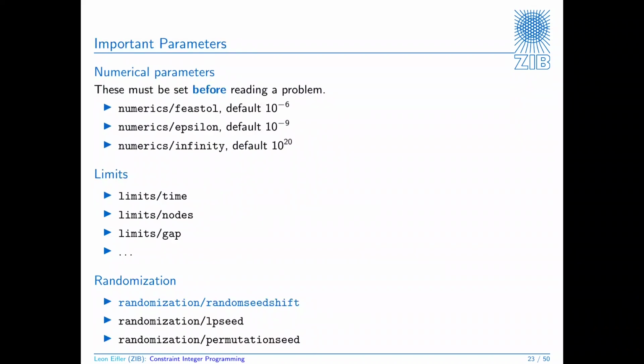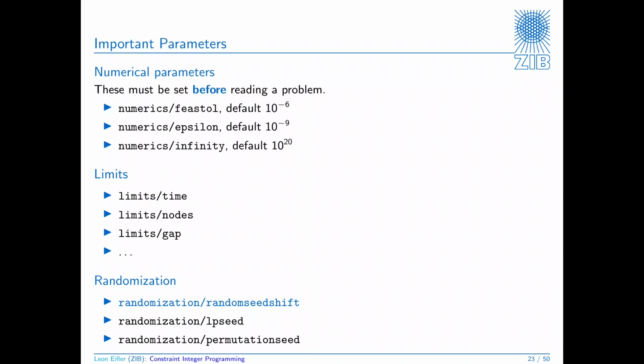Some generally important parameters that you should keep in mind when working with SCIP, or I guess any other MIP solver as well. The first important kind of parameter are numerical parameters. They have to be set in SCIP before reading a problem, otherwise it won't work. And there are 3 kinds. So there's the feasibility tolerance. The default is 10 to the minus 6. This tolerance means that, for example, when checking if an inequality is satisfied, a violation up to this value will still count as satisfied.